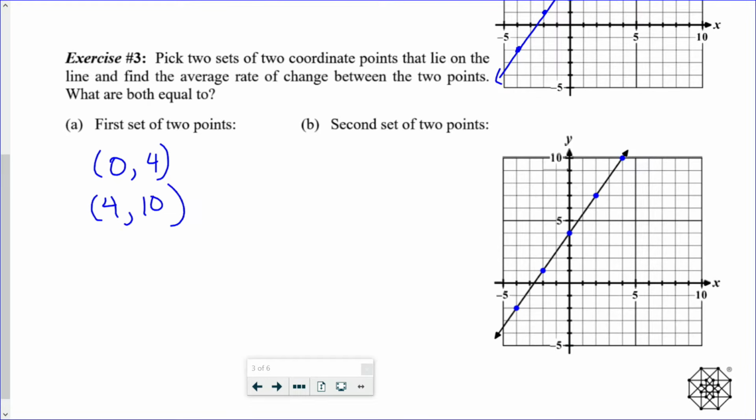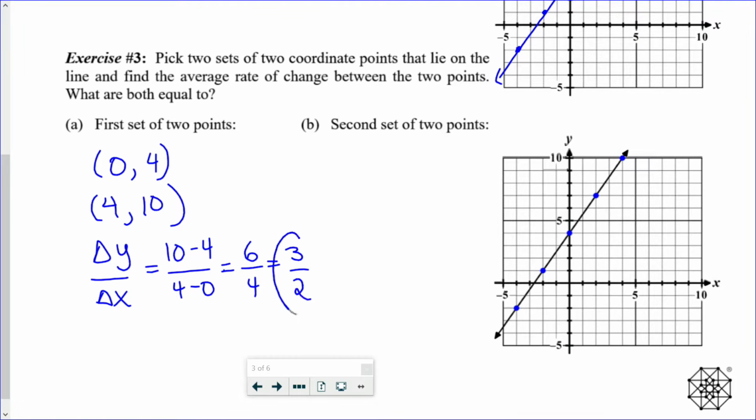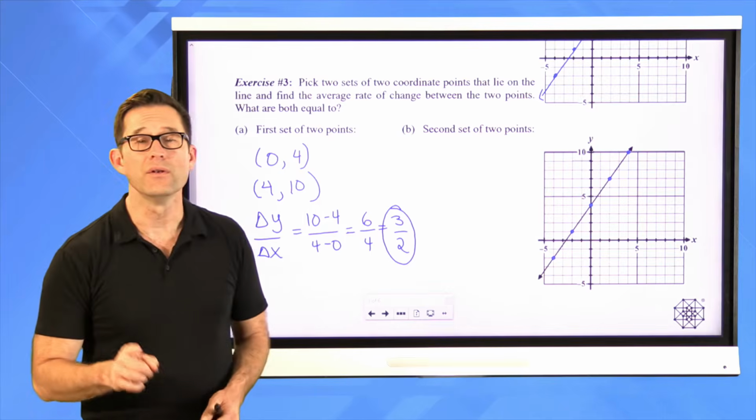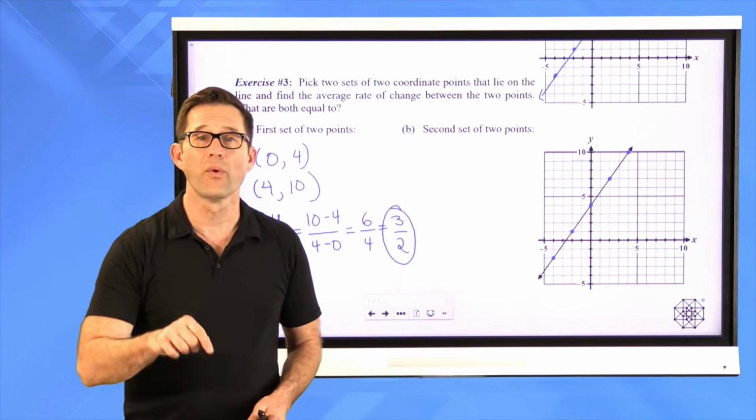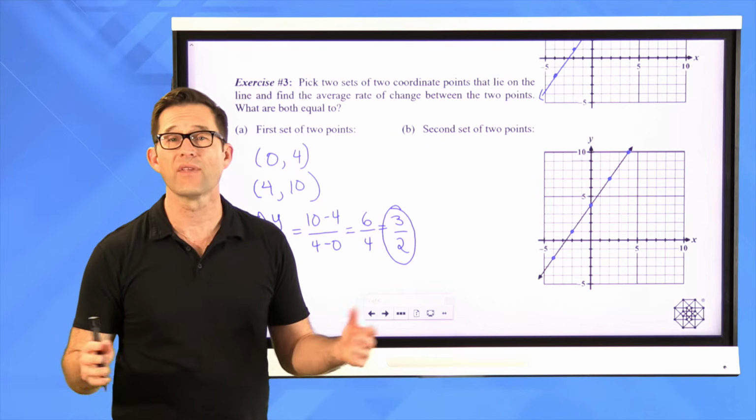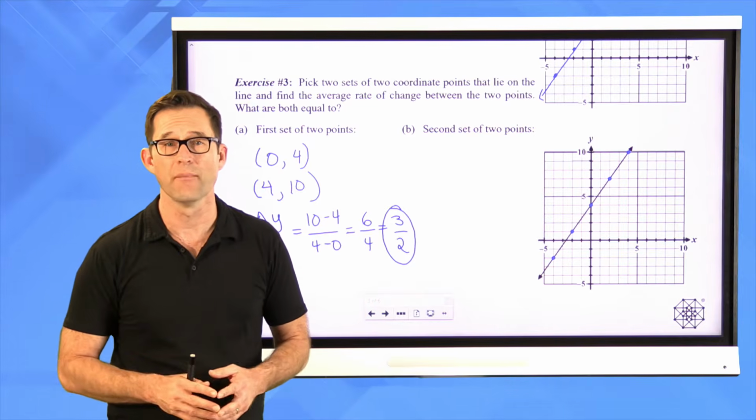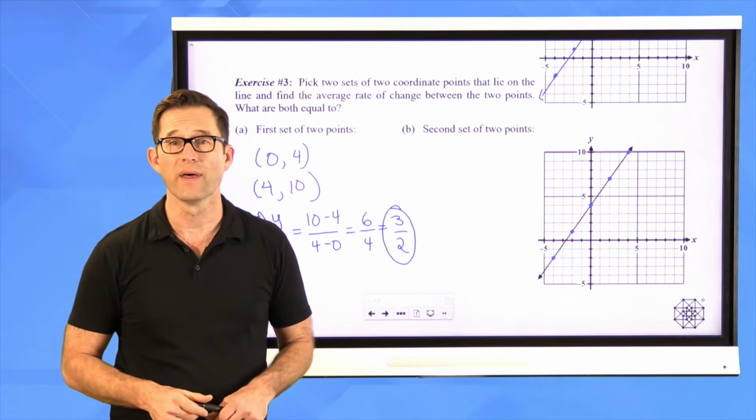And let's calculate the average rate of change. The average rate of change is delta y over delta x. So that's going to be 10 minus 4 all over 4 minus 0. That's 6 divided by 4. And if I write that in simplest terms, that's 3/2. Okay? What I'd like you to do is take two other points that lie on this line and calculate the average rate of change between them. Pause the video now and go ahead and do that.